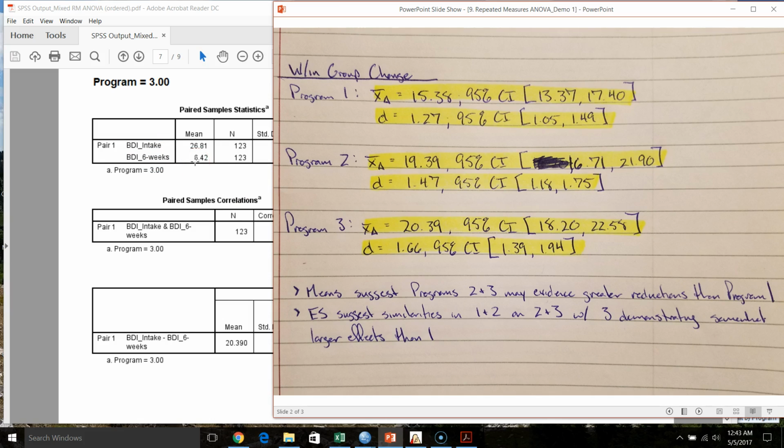A little bit different if we're looking at our effect sizes. Effect sizes look like 1 and 2 are fairly similar, 2 and 3 relatively similar, but in terms of our effect size, it's starting to look like we have a reasonable difference in terms of our standardized reduction in depression scores from intake to week 6 across program 3 and 1.